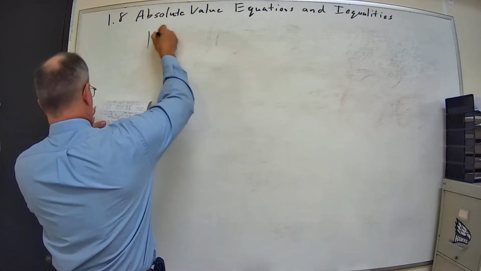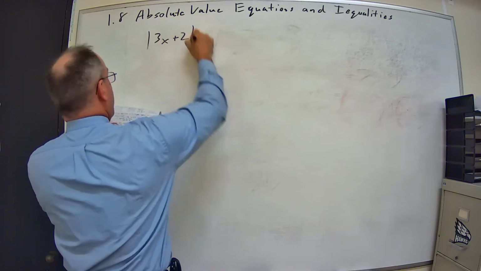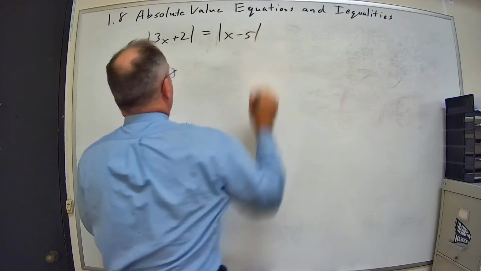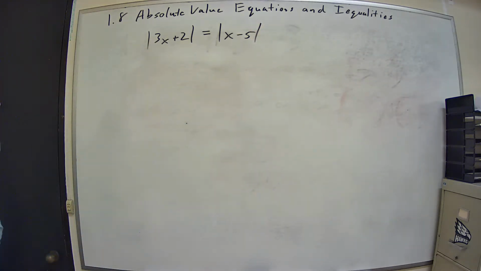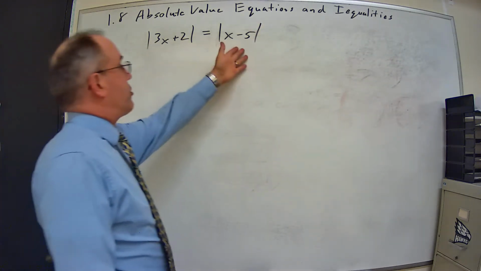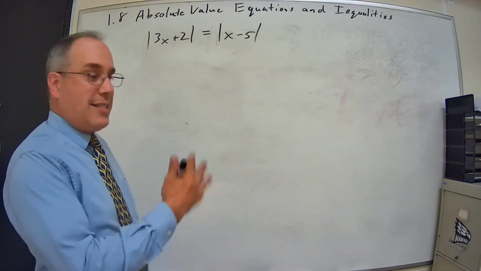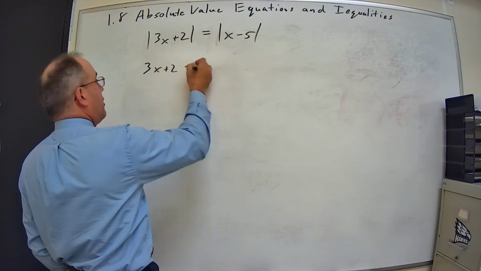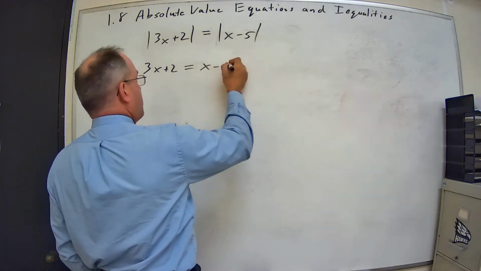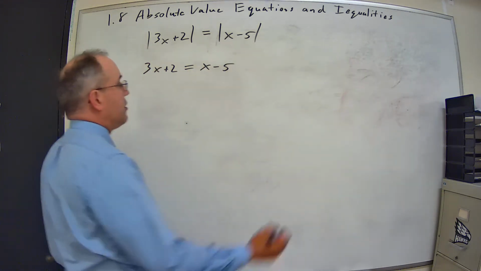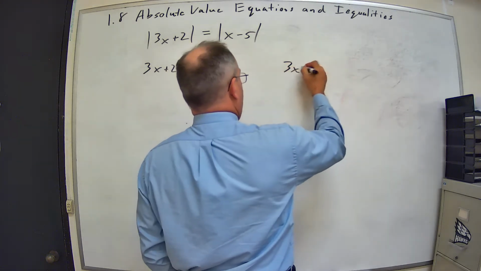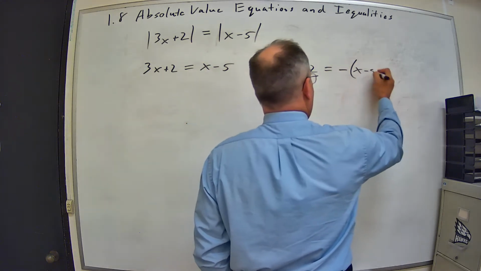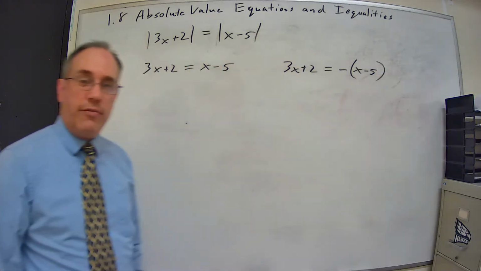The absolute value of 3x plus 2 is equal to the absolute value of x minus 5. Sure is handy that I just mentioned how that works. So basically with this, I can set it up the exact same way. 3x plus 2 is equal to x minus 5. Or I can say 3x plus 2 is equal to negative (x minus 5).